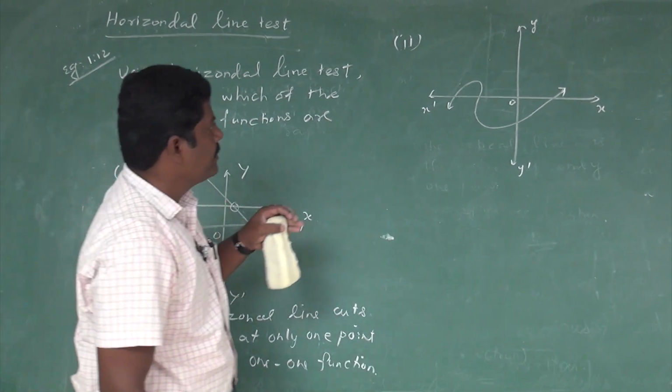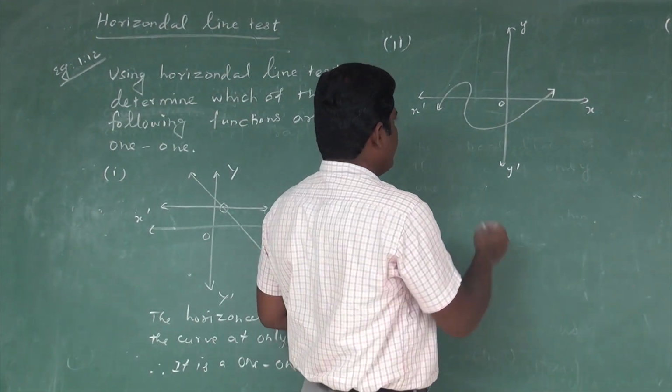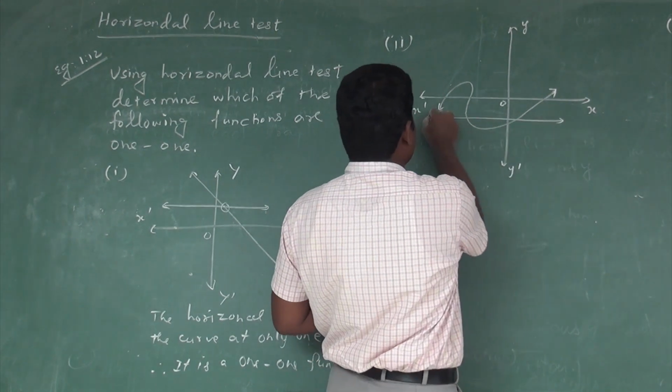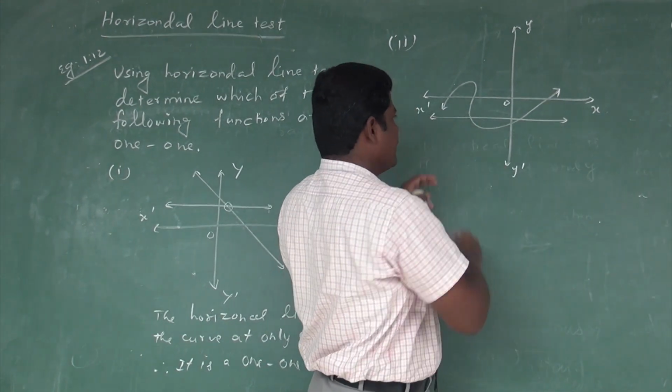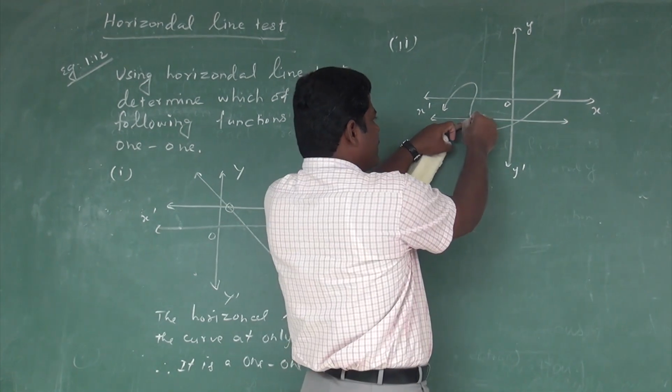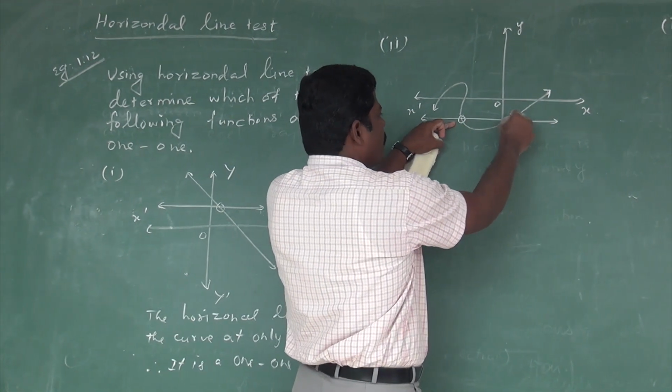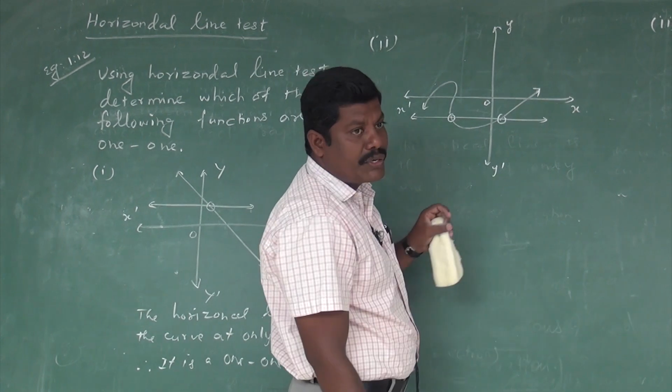The second one, a curve is given. Draw one horizontal line here. The horizontal line cuts the curve at 2 points. Therefore, it's not a 1-to-1 function.